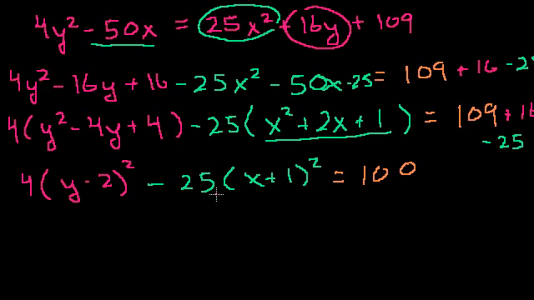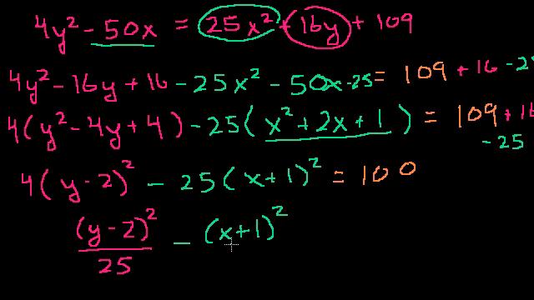We want a 1 here. So let's divide both sides of this equation by 100. You get y minus 2 squared, 4 divided by 100 is the same thing as 1 over 25, so this becomes over 25. Minus, 25 over 100 is the same thing as 1 over 4, so this becomes x plus 1 squared over 4 is equal to 1. And there you have it. We have it in standard form, and yes, indeed, we do have a hyperbola.